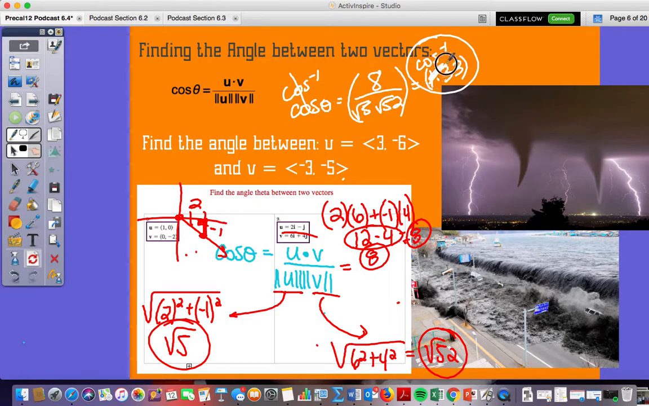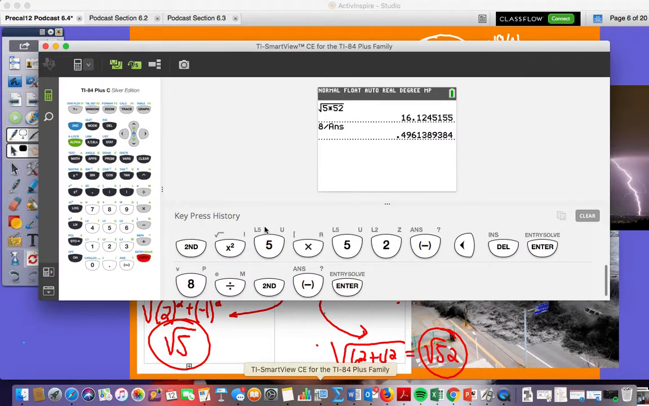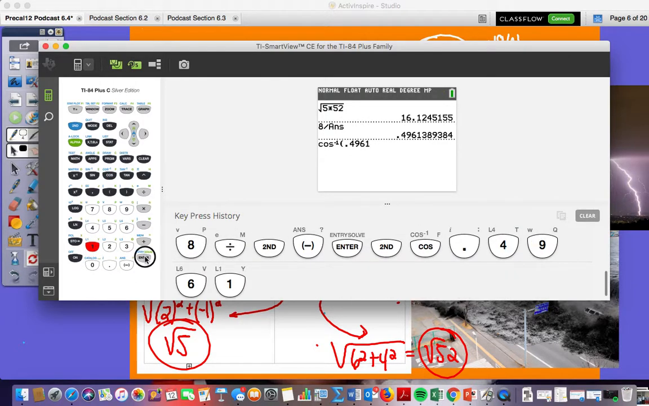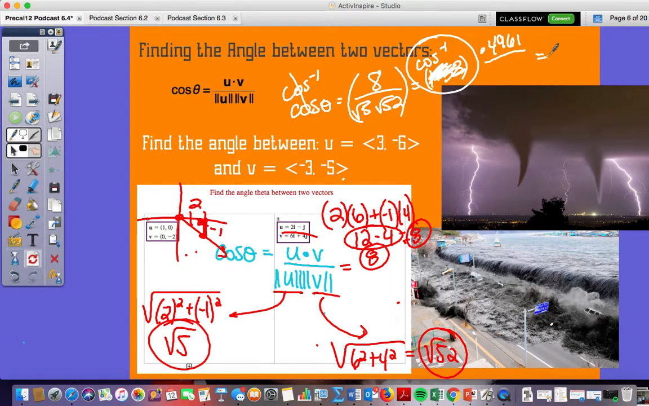So when we do this part here, square root of 5 times square root of 52 and then 8 divided by that. I got 0.4961, okay? The cosine inverse of that, let's see if we can backtrack here. Hopefully you can see this on my screen here. Cosine inverse of 0.4961 would then be my angle of, I got 60 degrees. Is that what you got too? Okay, so we get 60 degrees on this.